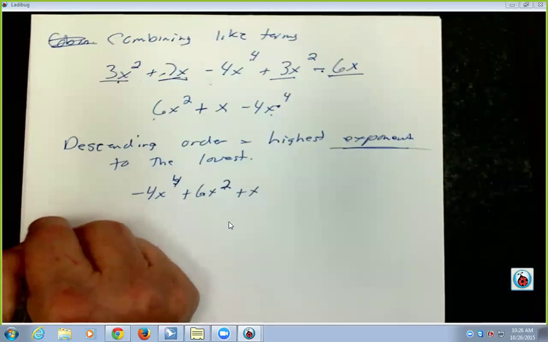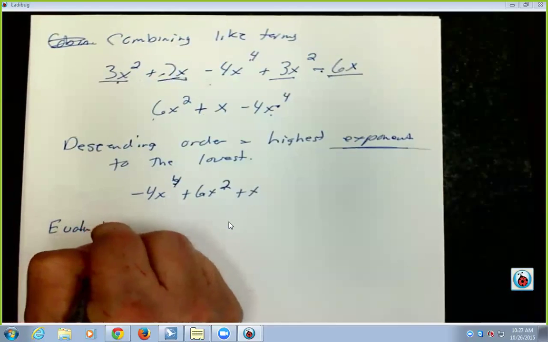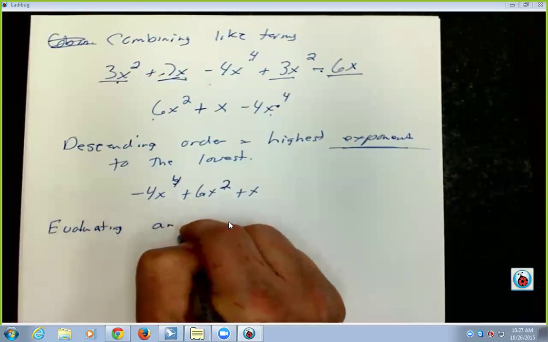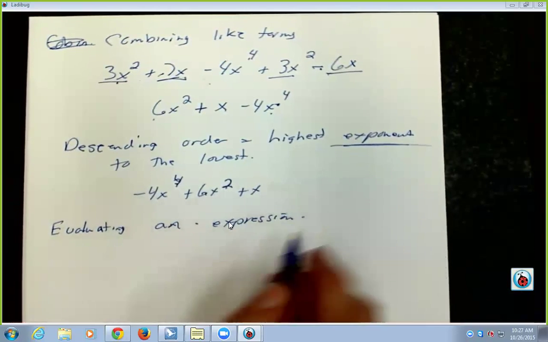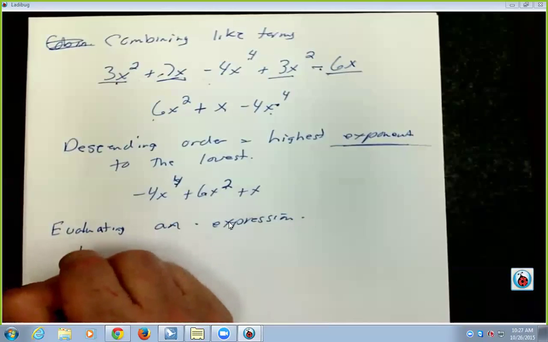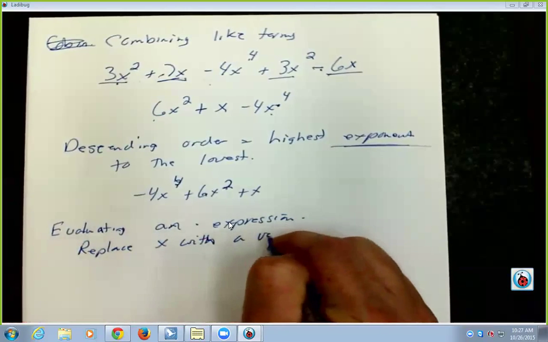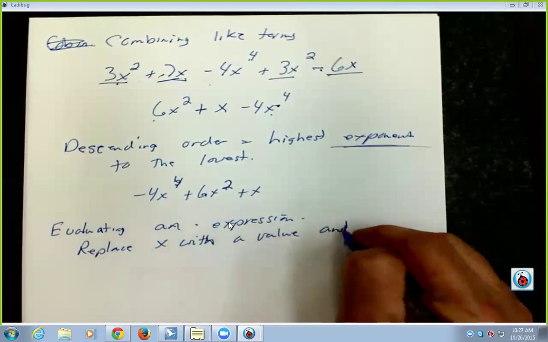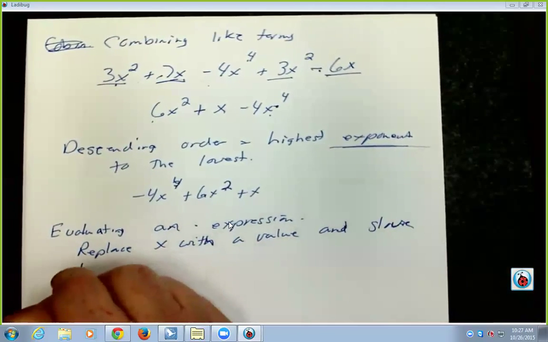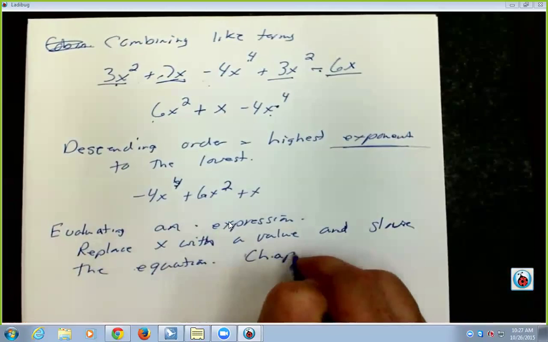They also do evaluation. So evaluating an expression. And when you evaluate an expression, what that means is that you're going to replace x with a value and solve the equation. And we also did this back in chapter 2.